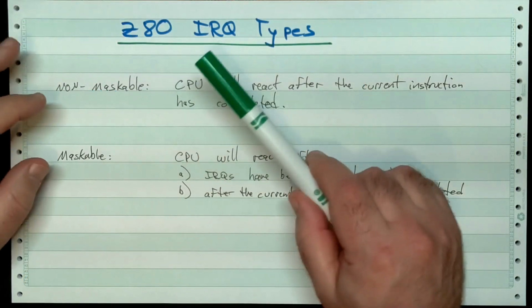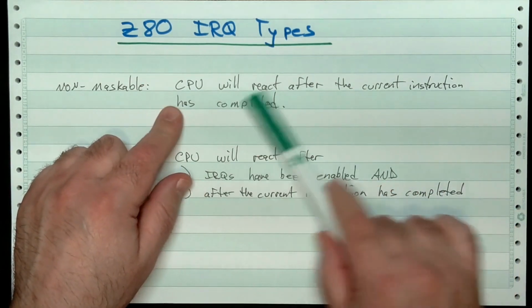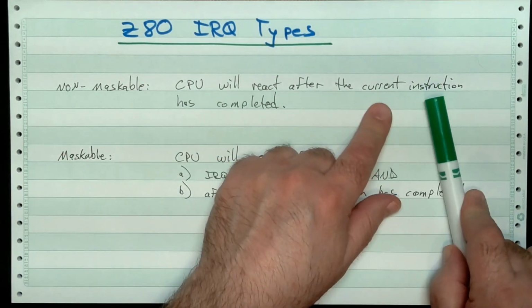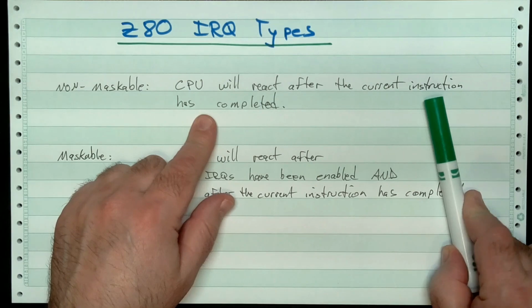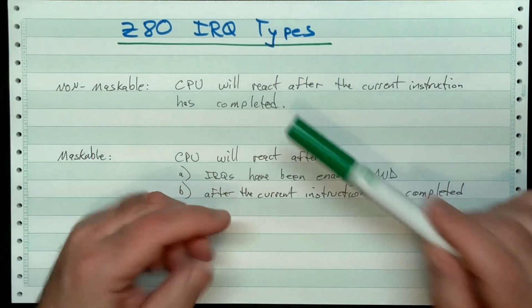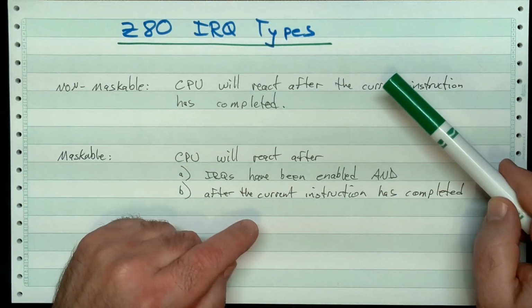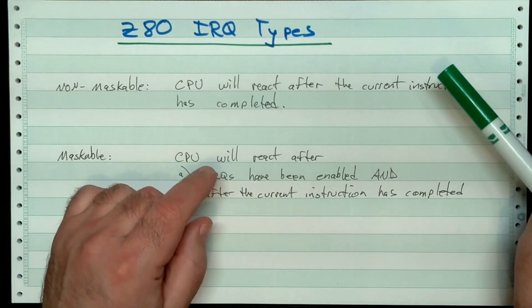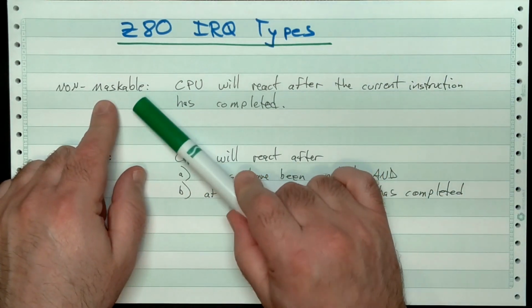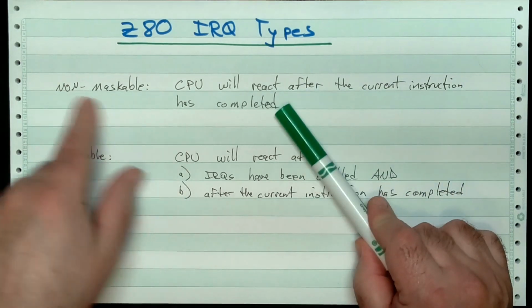So to summarize, we have non-maskable and we have maskable interrupts. Non-maskable, the CPU will react as soon as the current instruction is completed. I mean, it doesn't literally stop right in the middle of adding two registers together. It finishes whatever it's doing right now, and before it starts the next instruction that it would normally process, it will service this interrupt. We'll talk about how that works in a second, but that's what this one means.